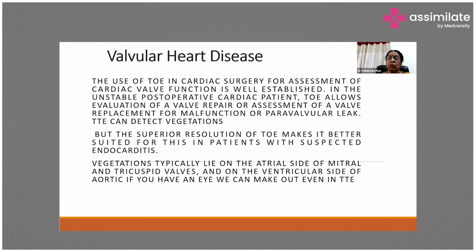Nobody looks at the echo. In these people, when you have mitral valve disease, aortic valve disease, or any of the valves diseased, you must look for vegetations. This is one important thing which has to come to our mind. Typically, the vegetations lie on the atrial side of the mitral valve and tricuspid valve, whereas on the ventricular side in the aortic valve. So you should look at the atrial side in a mitral or tricuspid, and on the ventricular side in an aortic valve. Next.